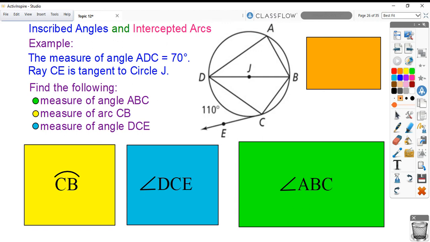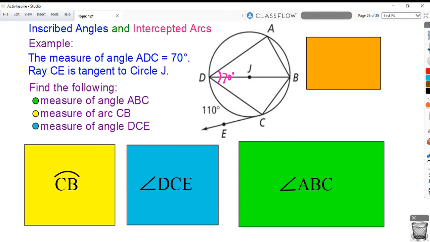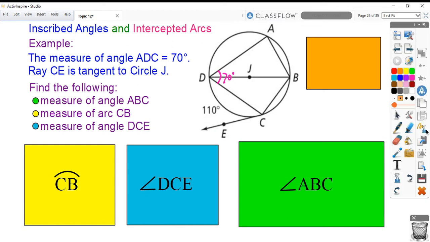First thing I see is that angle ADC, so that's talking about this one over here, is 70 degrees. We also see that down here at the bottom of the diagram, this going off to the side over here is a tangent. That's going to end up being important here in a second. So let's talk about the other things that we see in this diagram. I'm going to outline it for you so you can see it too.